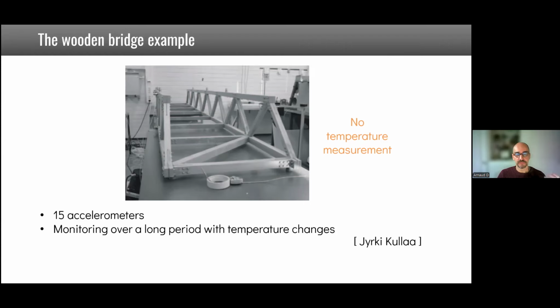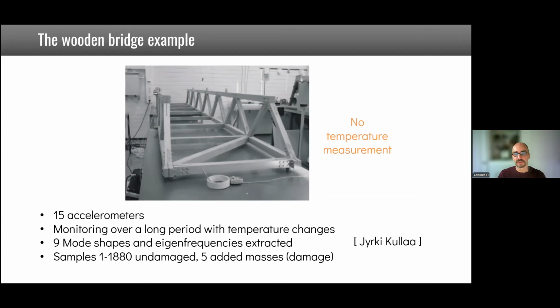And he was monitoring with these 15 accelerometers for a very long period of time, several months, in the lab with changes of temperature, humidity, etc., but not measuring them. He extracted from these sets of measurements 9 mode shapes and eigenfrequencies and showed their evolution over time with these changing things. And then he did some kind of fake damage: he measured about 2,000 undamaged samples, and then some samples with added masses. So he put masses at different locations to simulate a change of dynamics. Instead of reducing the stiffness, he added mass, but this is the same idea.